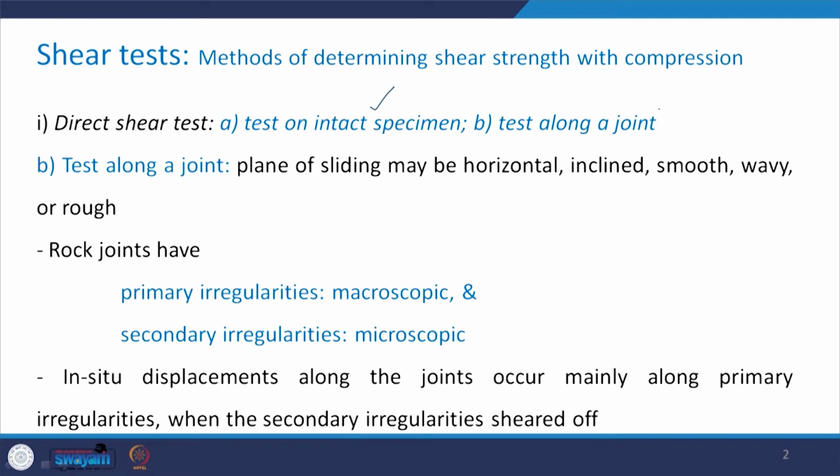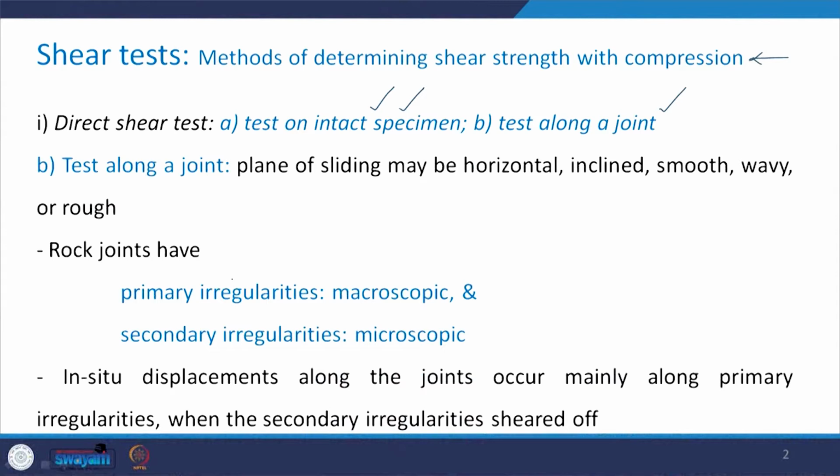So, direct shear test, two categories: test on an intact specimen and test along a joint. This we have already done in the previous class. Let us see how to conduct the test along a joint and how to carry out the analysis to obtain the shear strength. Remember that this category of tests deals with shear strength having compression on the shear plane.